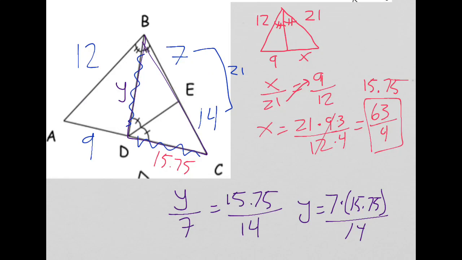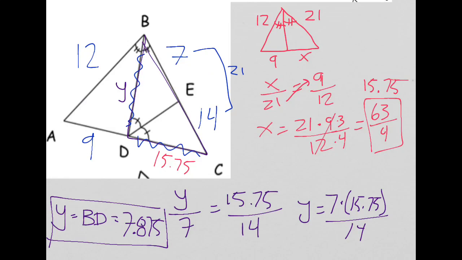I'm just going to plug it into my calculator because I'm feeling lazy. And you should end up with Y, which is BD. Y equals, let's see, 7.875. And so we found our two values, 15.75 for DC, and then 7.875 for BD.